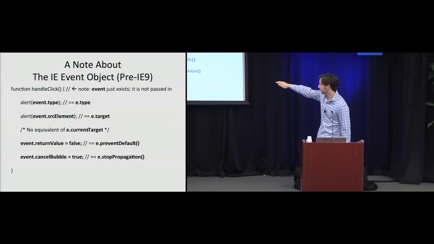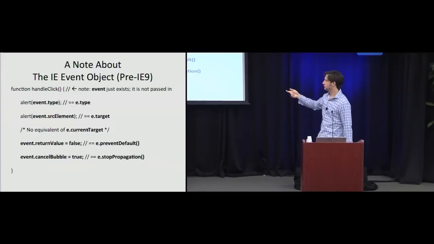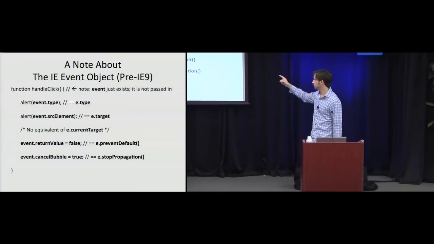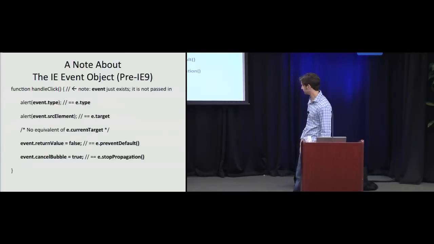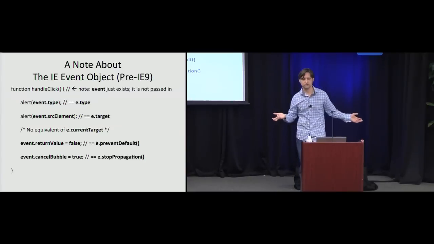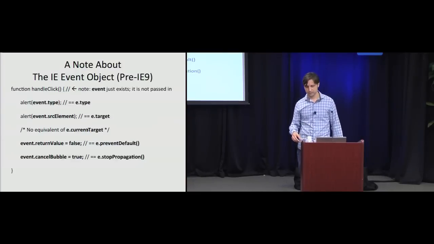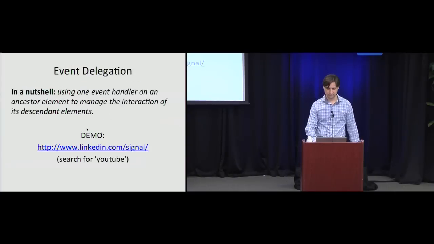They didn't call it target. They called it a source element. They didn't have an equivalent for a current target. But you can prevent default with event.returnValue = false, and you can stop propagation with event.cancelBubble = true. Every library that you use that has an event system handles this stuff for you. So it's the beauty of using a library. You don't have to think about things.